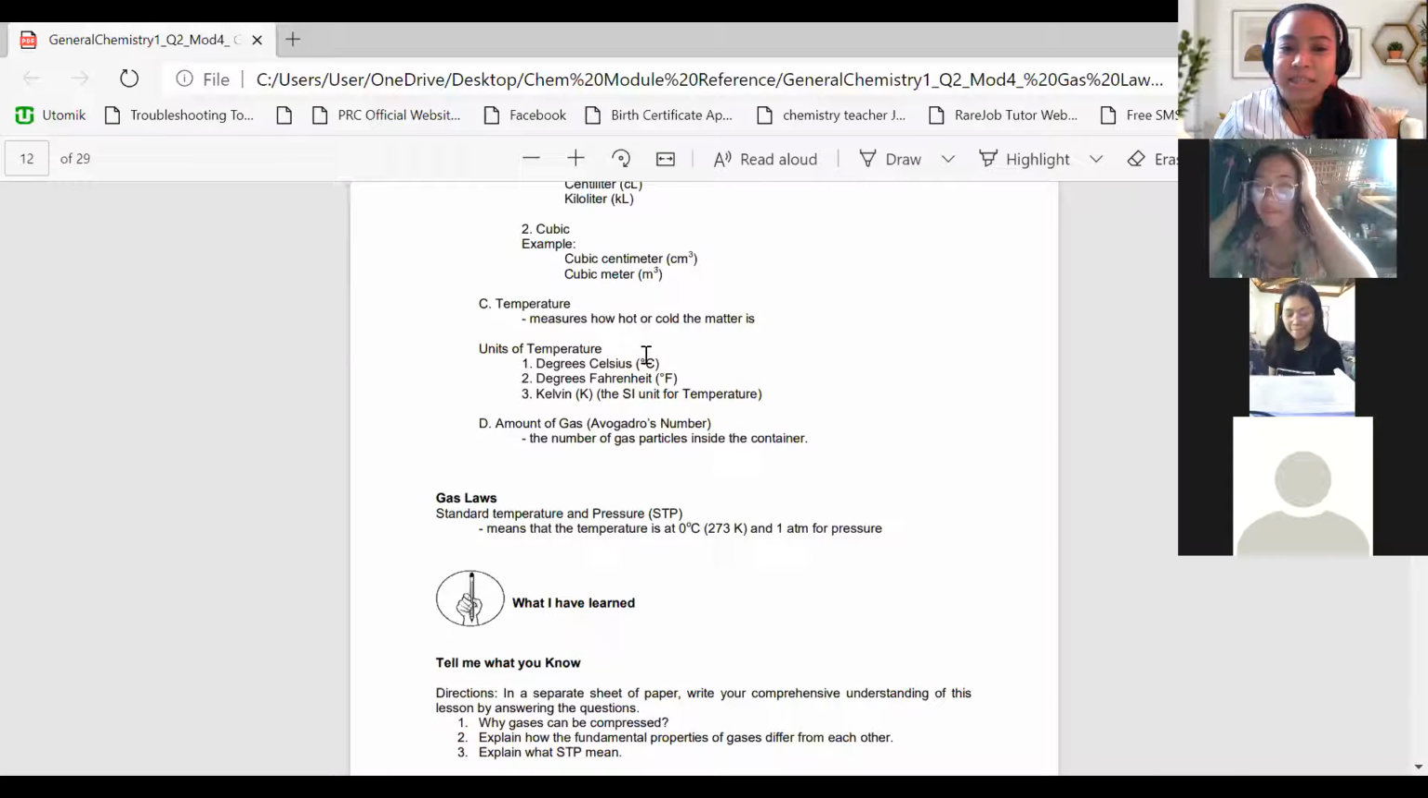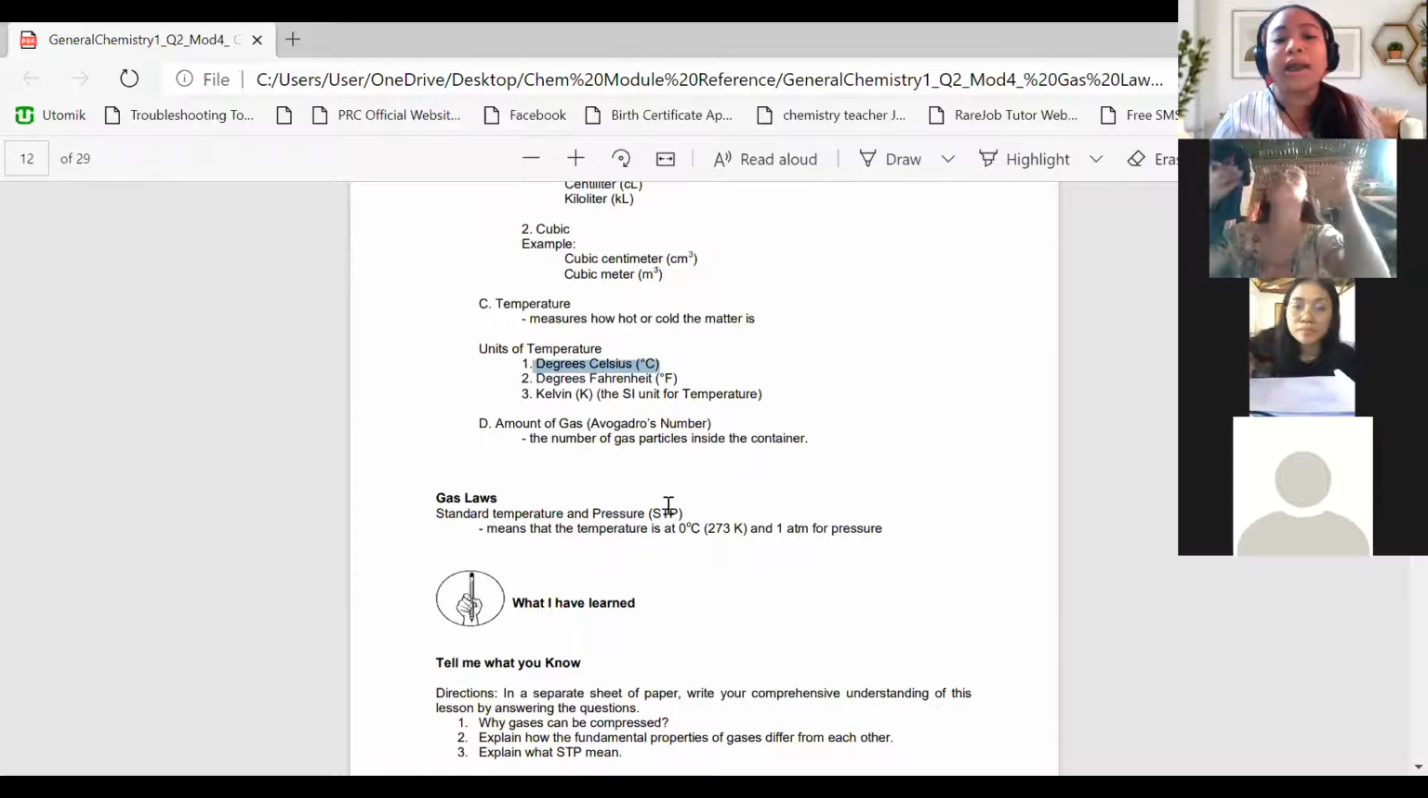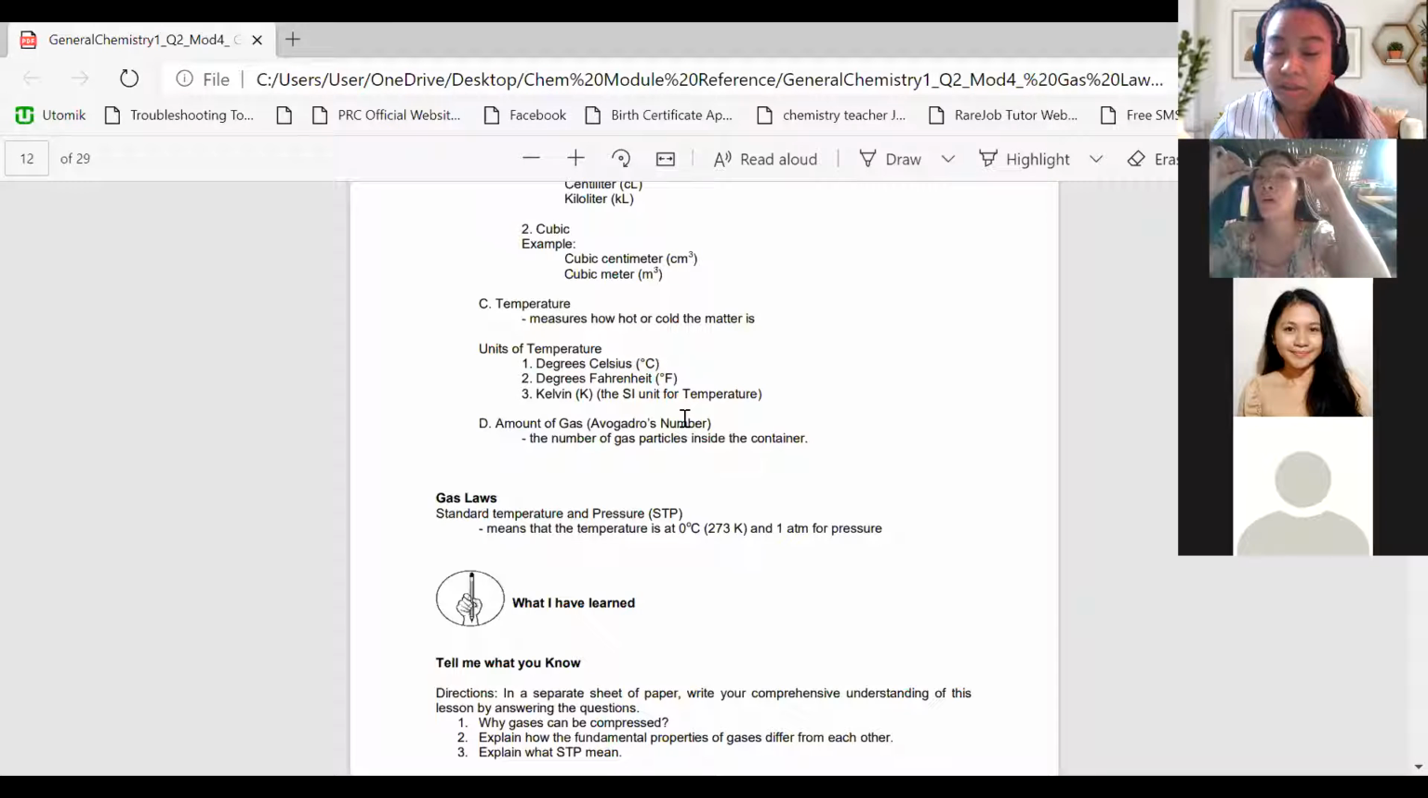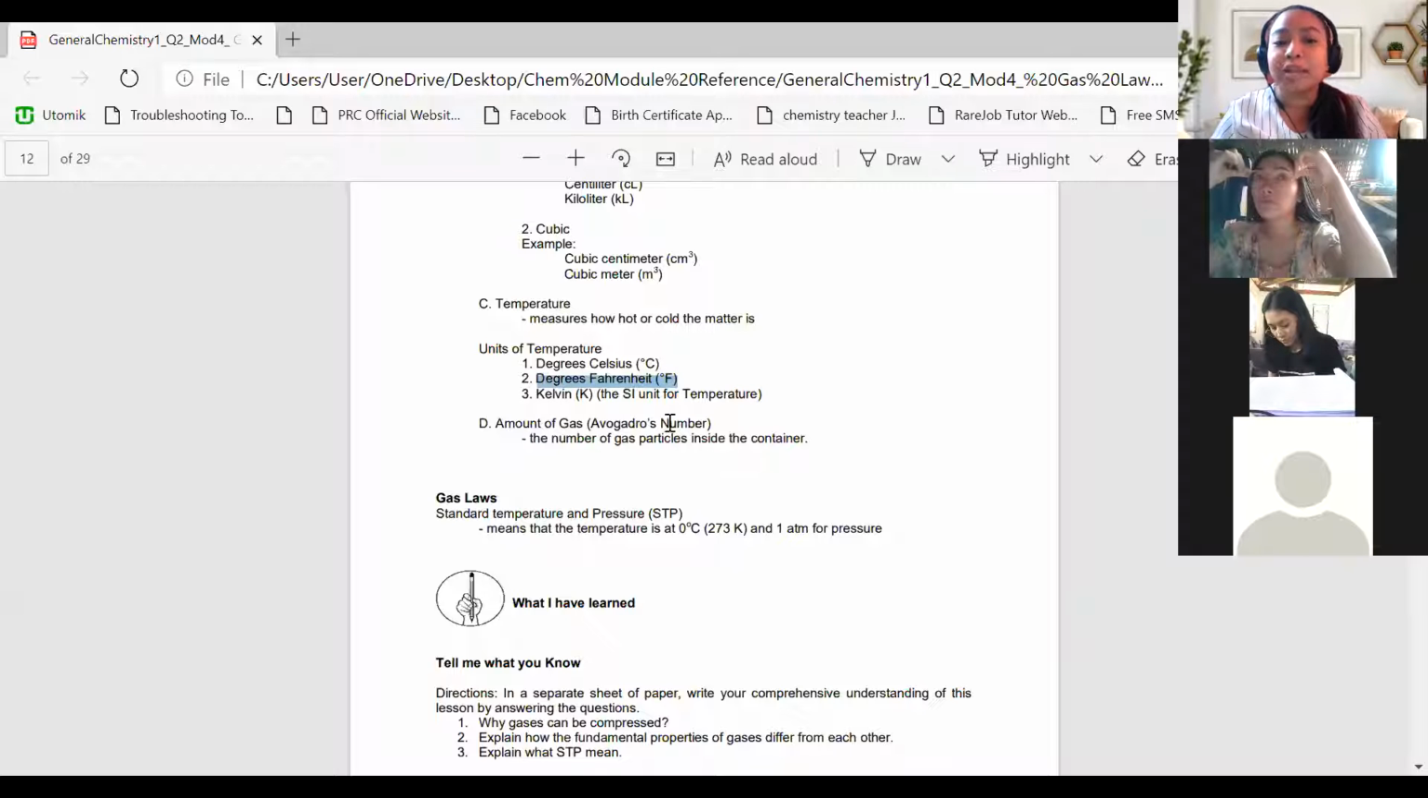In the Philippines, our unit for temperature is Celsius. While in the US or other countries, they use Fahrenheit. But for science, we stick to Kelvin. So most of the time, Kelvin is used in science, not degree Celsius.